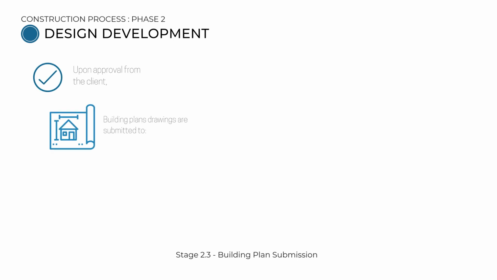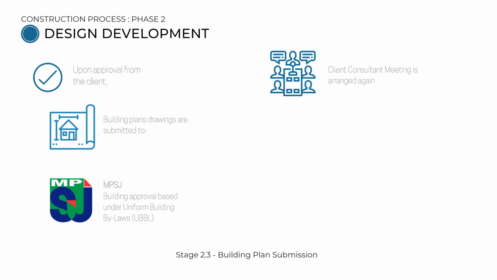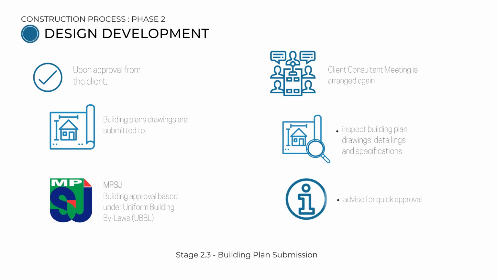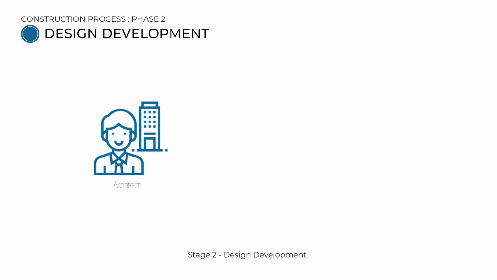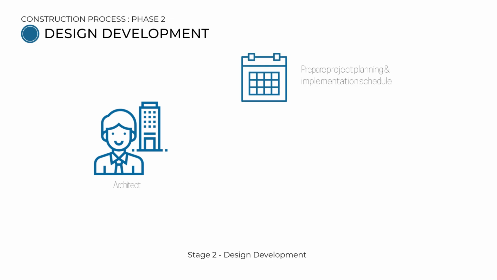In stage 2.3, building plan submission is carried out. Upon approval from the client, the building plan drawings are submitted to MPSJ to obtain building approval based on the Uniform Building By-Laws. Another client consultant meeting is arranged among the architect and local authorities with the purpose of inspecting building plan drawings, detailings, and specifications, while also advising on what is needed to be improved for quick approval. After all that is done, the architect prepares the project planning and implementation schedule in a Gantt chart.